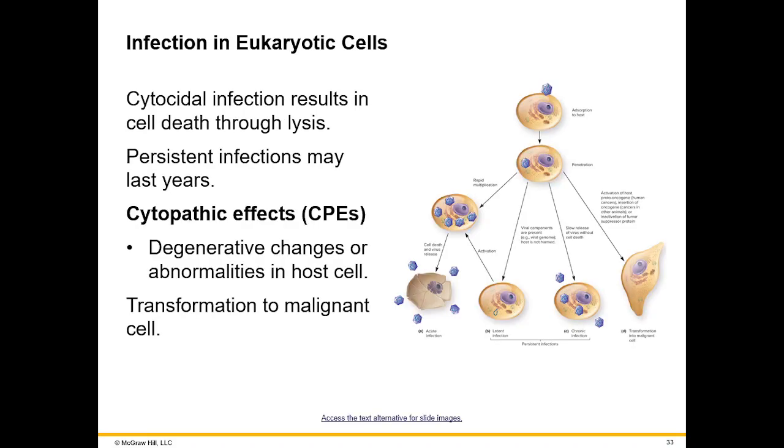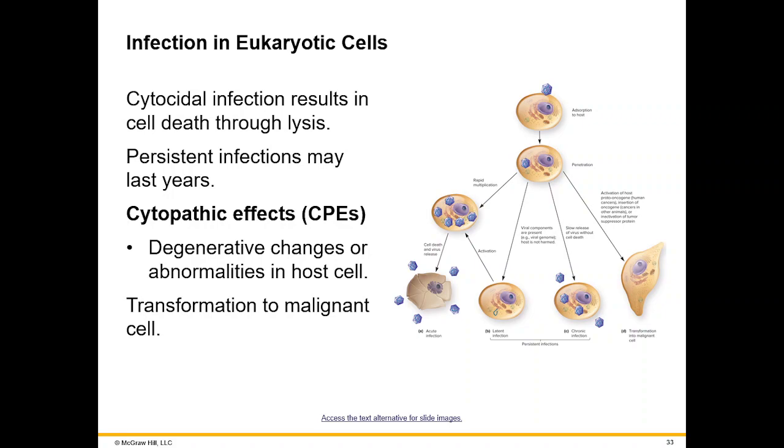Okay, so let's look now at the eukaryotic cells. For eukaryotic cells, cytocidal infections result in cell death through lysis. So this is the virulent part of these viruses. But persistent infections in eukaryotic cells may last years because the cells are part of a multicellular organism. Although it kills the host cell, it doesn't necessarily kill the organism. So there is that virulent stage that can last years with the host because again the host has many cells comprising it.